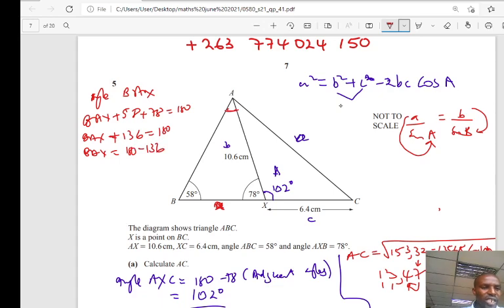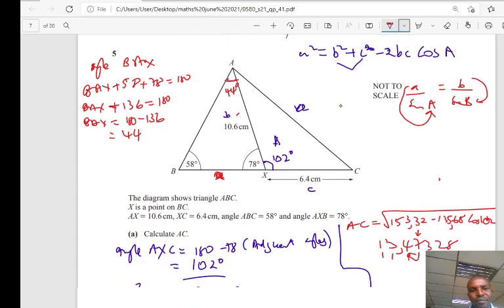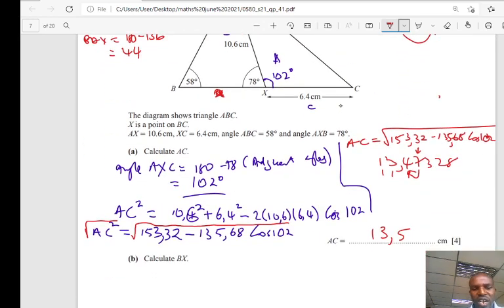180 minus 136, you get 44, which means this angle is 44 degrees. So if you have this angle now, it's easy to find BX. Say BX over sine 44 is equal to 10.6 over sine 58 degrees.